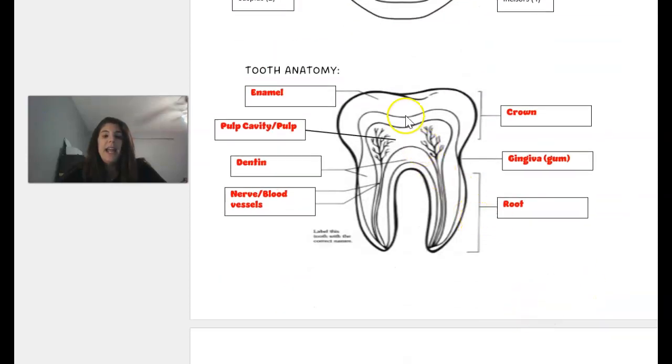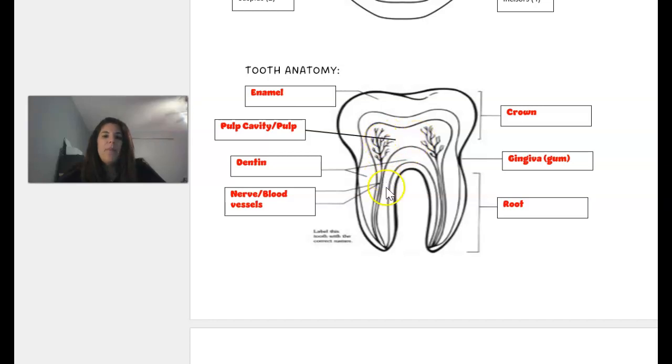Here is looking at the anatomy of a tooth. So if you look at the tooth, the outermost layer here is the enamel. And then this inner layer is called the dentin. So the dentin will actually come right through here and then curve up into this area. In the center of that dentin is the pulp cavity, or the pulp.